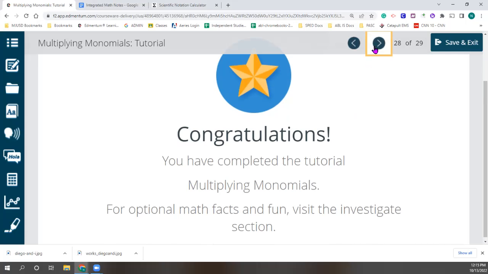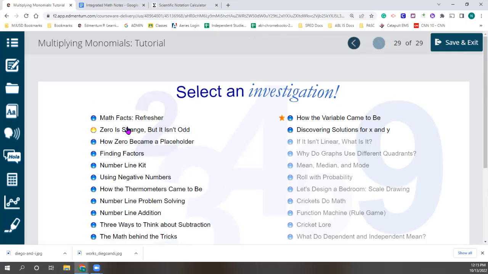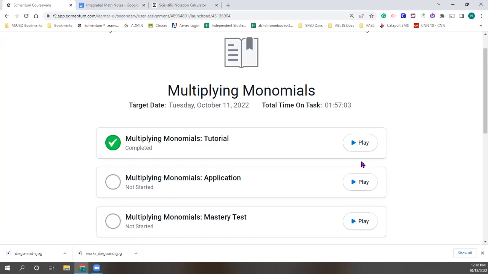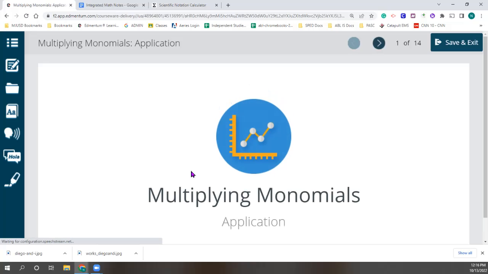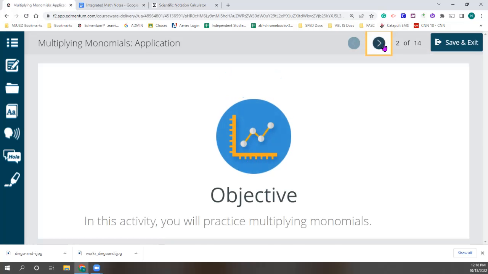Congratulations, I've completed the tutorial. There are lots of resources here to mess around with to help you. So now, before I finish this lesson, which has taken quite a while, I'm going to do the application. This practice is so valuable, folks. It's so important. So get a piece of scratch paper. Come get it. Get as many pieces of paper as you need. So the application is the practice.